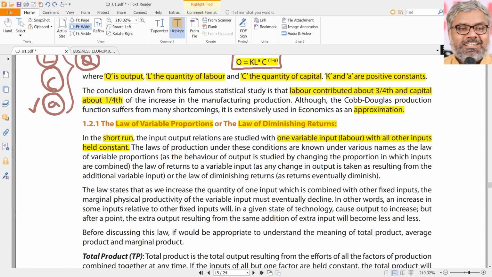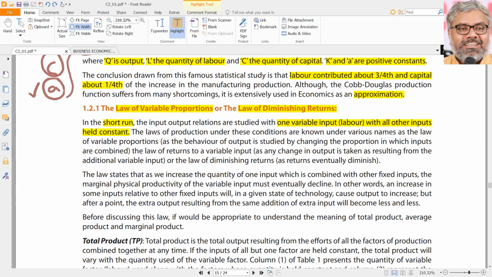As you keep on increasing the input, which is labor in this case, how is the output going to change? How is the output related to this input? How the output is impacted by the changes in this input is what we study as the law of variable proportions. And while studying this, all other factors of production are assumed to be constant. They will never actually be constant. They are assumed to be constant. There is no other option but to keep all others constant.